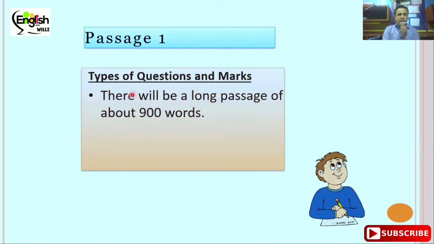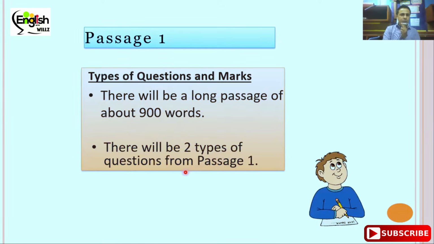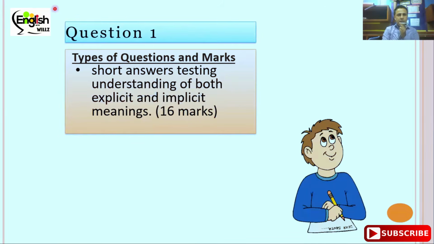For passage 1, what will be the type of questions and the marks? There will be a long passage of about 900 words, and there will be 2 different types of questions to which the students have to respond. Question 1 will be short question answers, like implicit and explicit questions. The students will be given a few short questions, and it would be easy for them to find the answer from the passage.